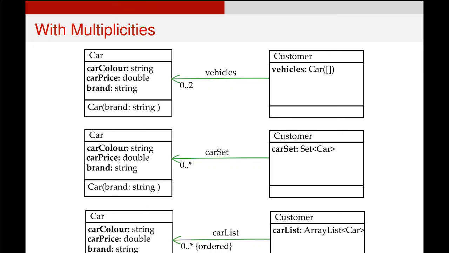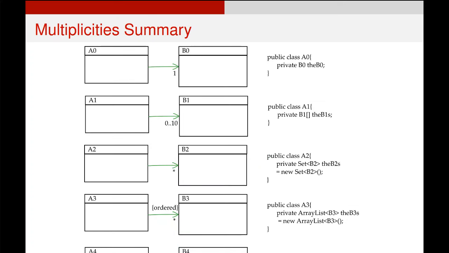Now, of course, you can just use array lists for all of these. There's nothing clearly wrong with that. However, it is often better, if you know the size of a relationship, to use an array. If you don't know the size, but order doesn't matter, to use a set, and only use array list if it really matters. But like I said, you can physically implement all of those relationships using array lists.